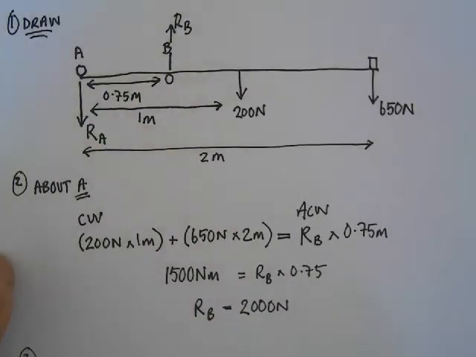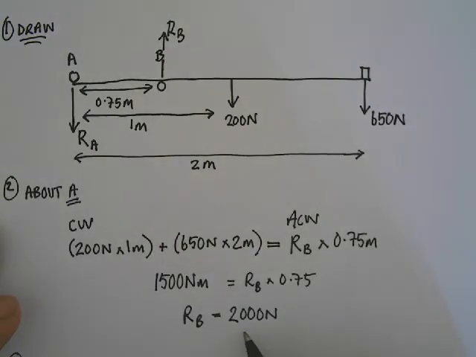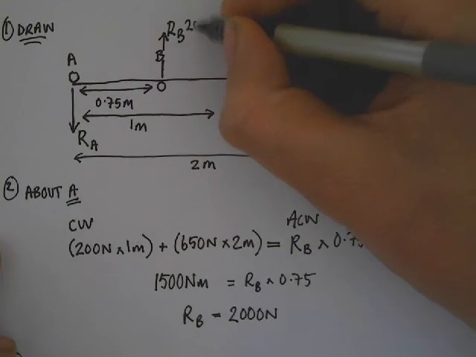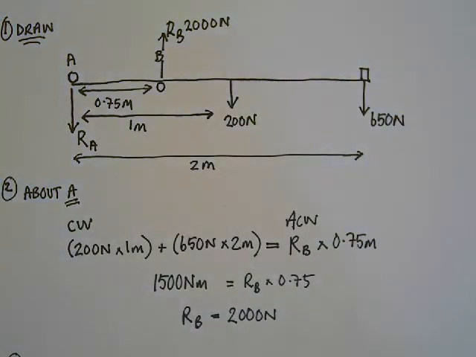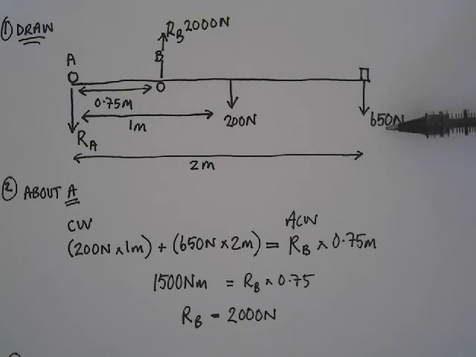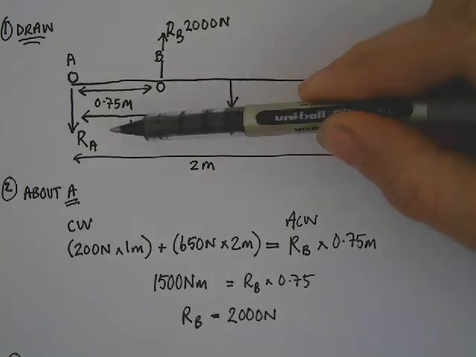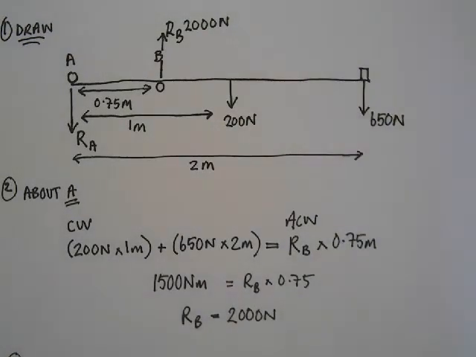Now we need to find RA. And I think the easiest thing to do here is to enter the information you've just worked out into the diagram. So we've got 2,000 newtons here. And at this stage, we don't need to use moments anymore. Because if this is in equilibrium, the forces up are going to equal the forces down. So we've got 2,000 newtons acting upwards, and we've got 650 plus 200 plus RA all acting downwards.